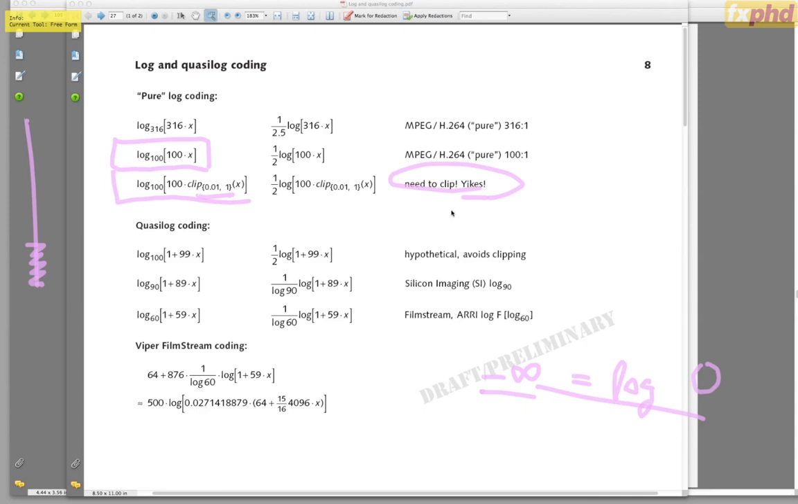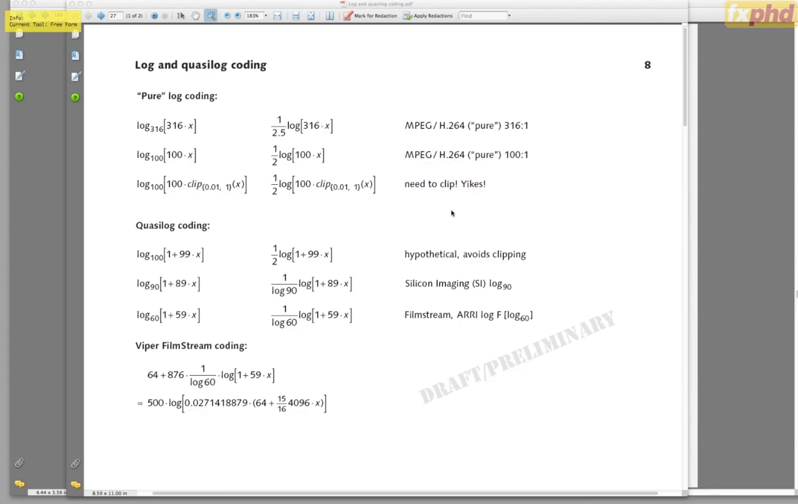Now, where we're headed with this discussion is that the need to clip is completely circumvented by a small trick. The trick is quasi-log. Instead of multiplying x by 100 and then taking the log, multiply it by 99. So now that number goes from 1 to 99 for all the real exposures, then add 1.